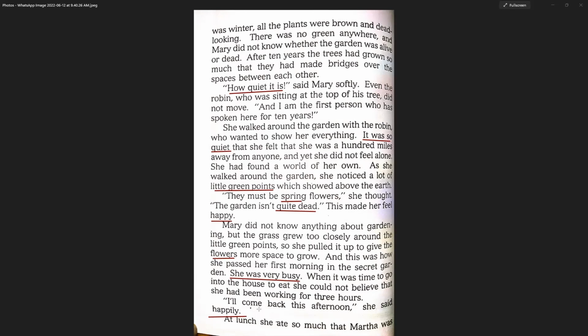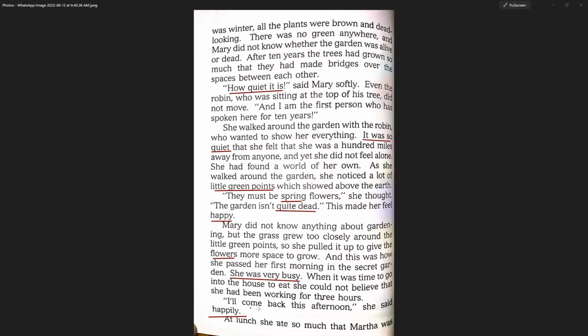Okay. I would say now you can see it is so quiet, it is so beautiful, right? And spring flowers, and Mary is so happy. She made herself busy over there, right? So this page, this chapter is the climax of the story, and this is so much important, right? So this is kind of a turning point in the novel. Simply a turning point of Mary's life.